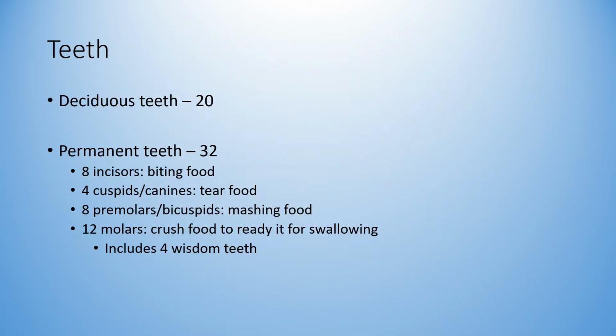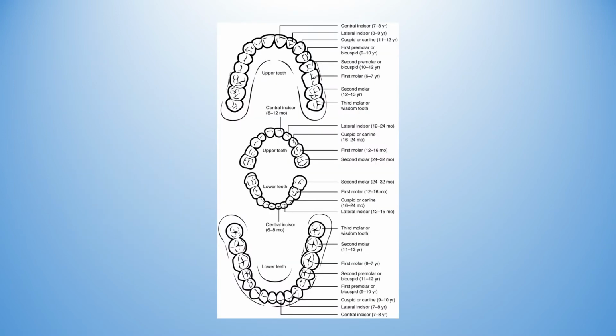As I said just a bit ago, you have 20 deciduous teeth or baby teeth, and then the permanent teeth, there's 32 total. The 8 incisors, those are the front teeth that are for biting. The canines are for tearing food. The premolars are for mashing the food, and the molars get it ready for swallowing. The molars do include your 4 wisdom teeth, of which some people have and some don't.